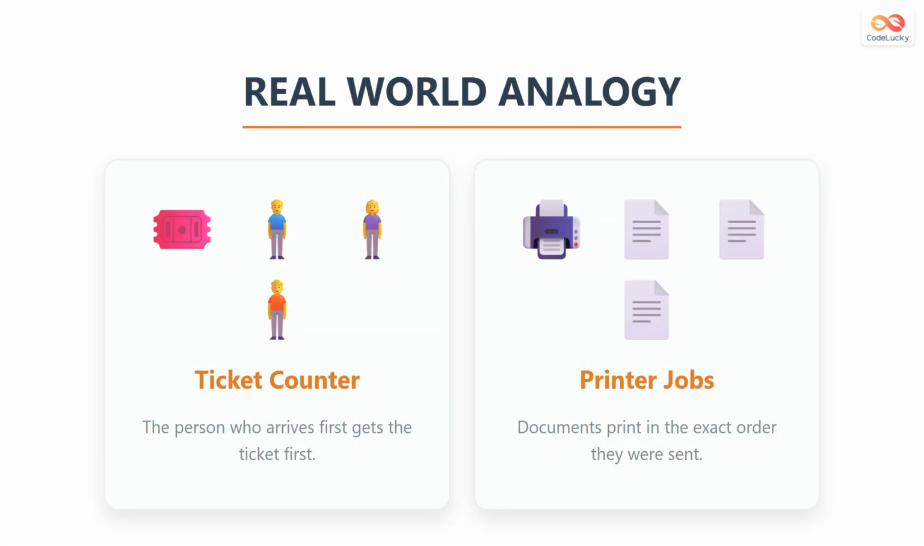To understand it better, let us look at some real-world analogies. Think of a ticket counter. The person who arrives first gets served first. Or consider a printer. If you send 3 documents to print, the printer finishes the first document before starting the second one. This is exactly how a queue works.